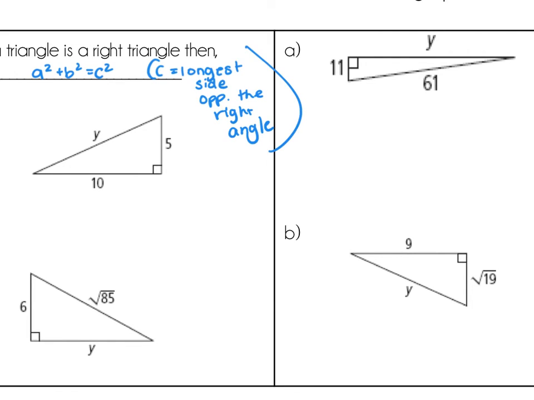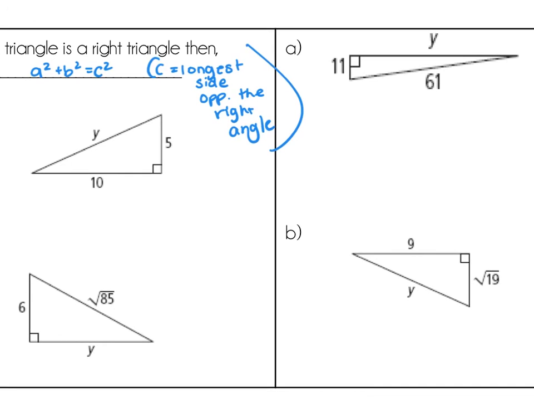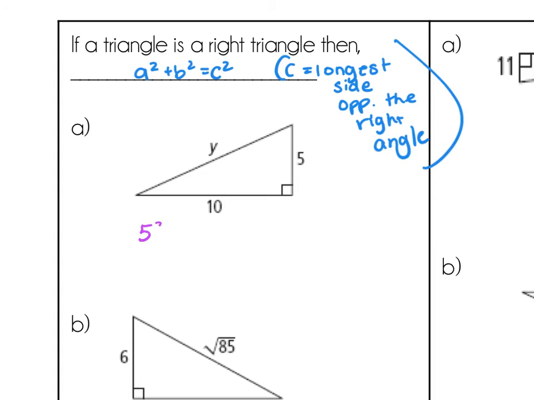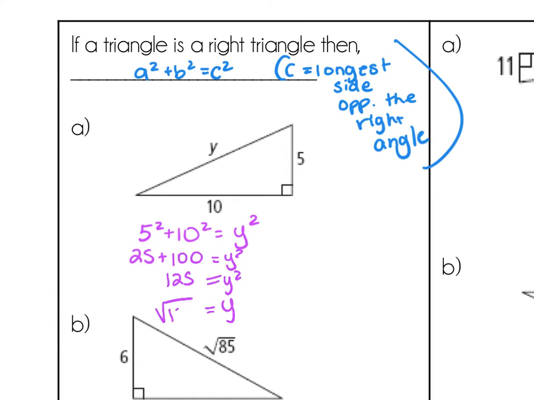All right, so what is C in that first question on the left-hand side? What would I make C? The y. So I would do 5 squared plus 10 squared equals y squared. What's 5 squared? 25. What's 10 squared? 100. What's 25 plus 100? 125. So then I go to square root it, and I get the square root of 125.